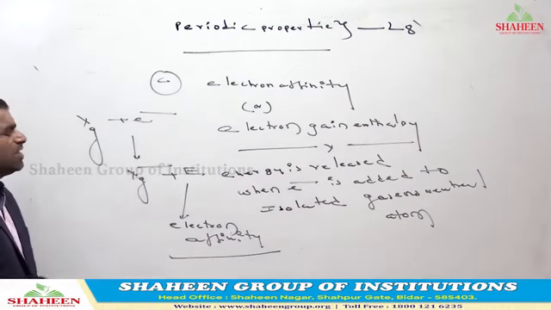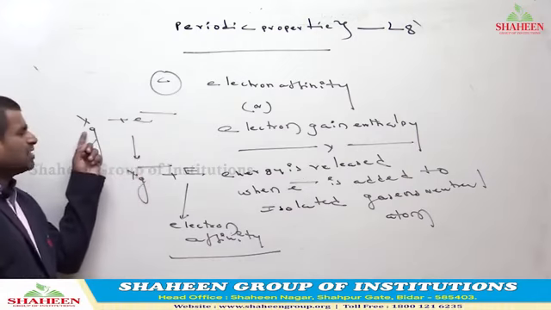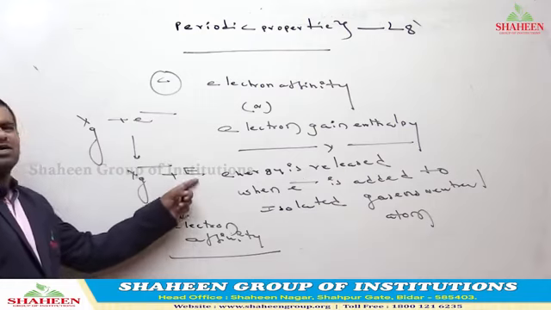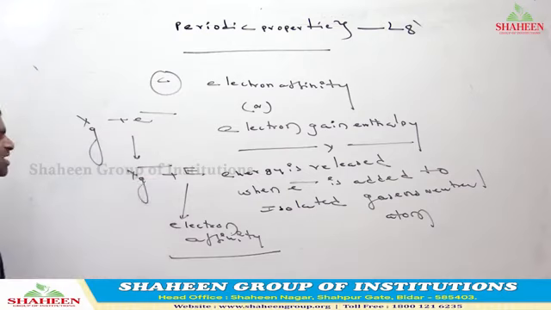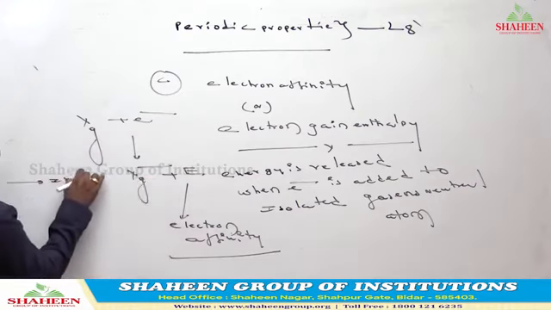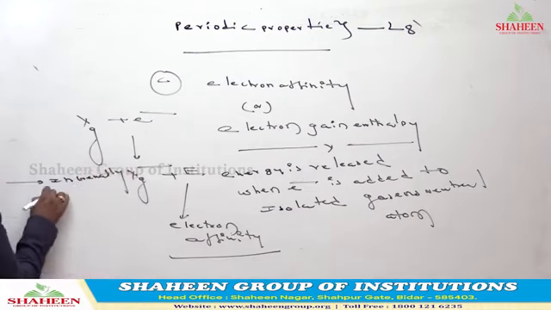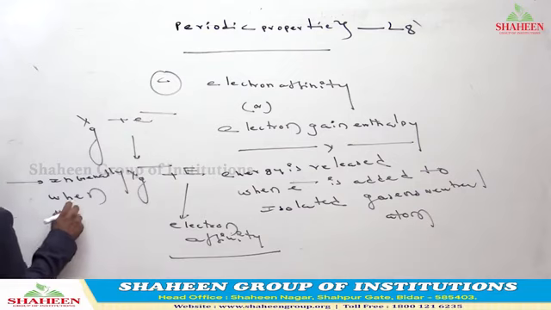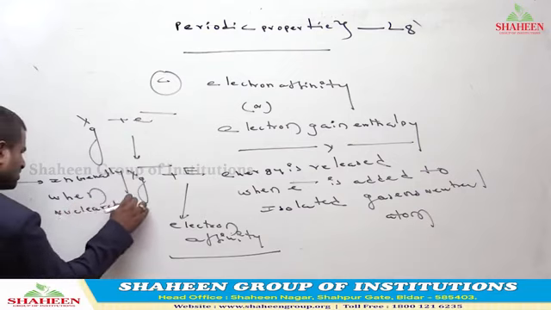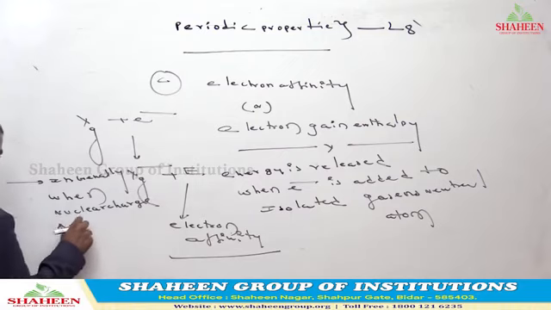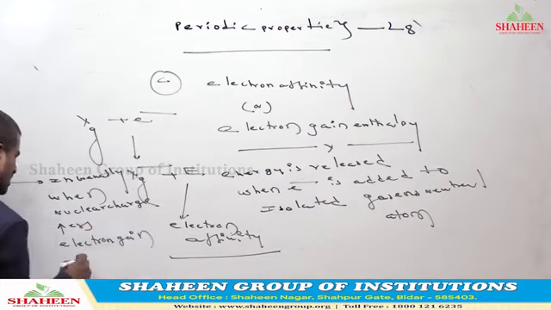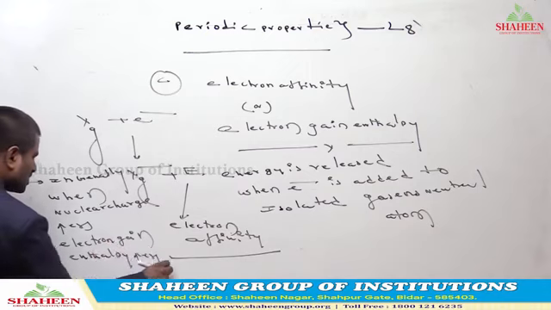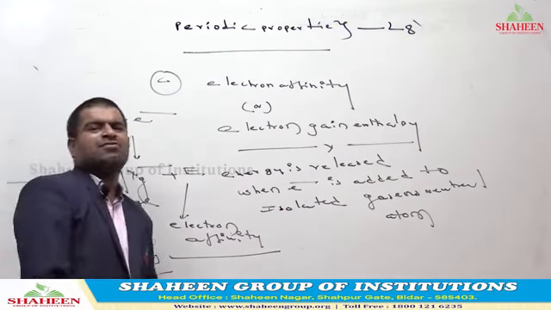Remember students, when an electron is added to an isolated neutral atom, some amount of energy is released. This energy is called what? Electron affinity. If nuclear charge increases, electron gain enthalpy also increases. Generally, when nuclear charge increases, electron gain enthalpy increases.